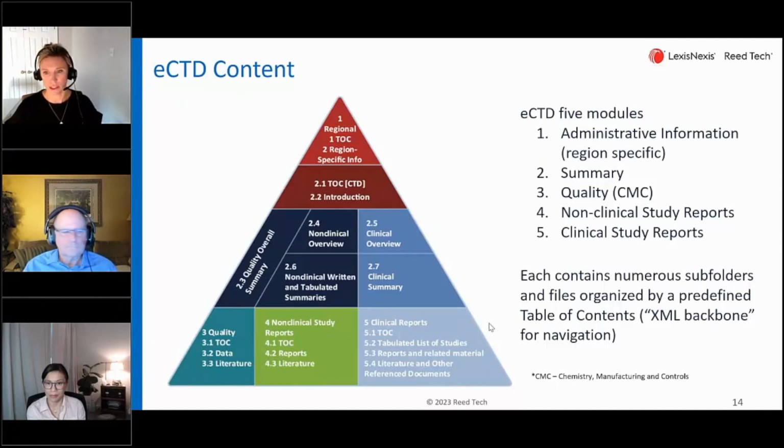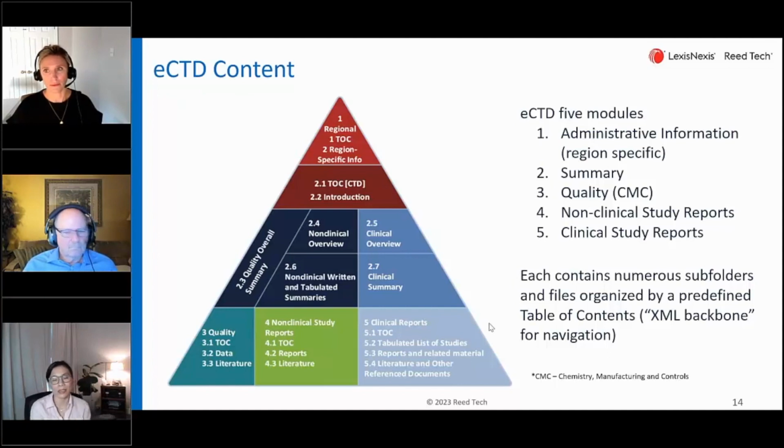picture of the sections. However, each one of these contains numerous subfolders and subsections, all of which data can be included at, and they are organized in the format of an electronic table of contents, if you will. This is your XML backbone. As I mentioned, it's really just an electronic table of contents that allows reviewers to easily navigate to these particular sections, because some of them can become very granular depending on which section you're in.